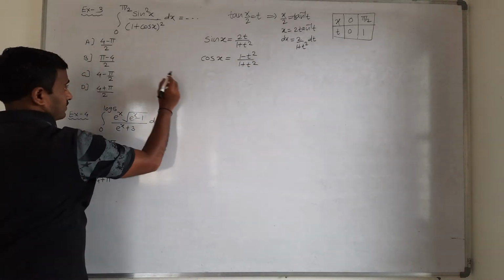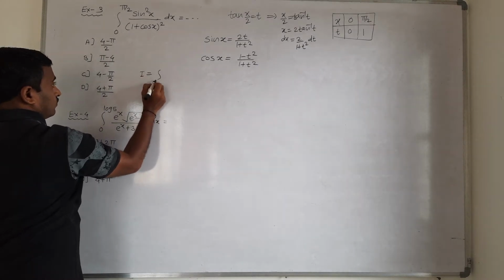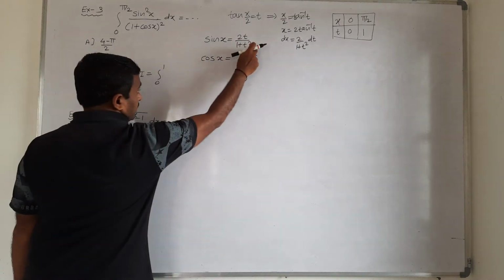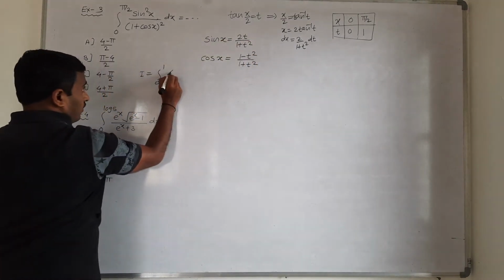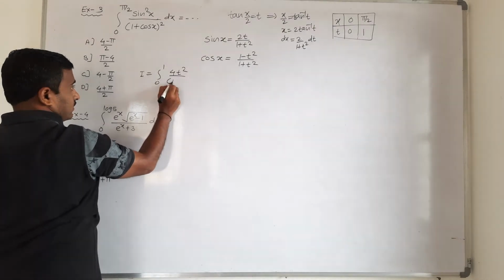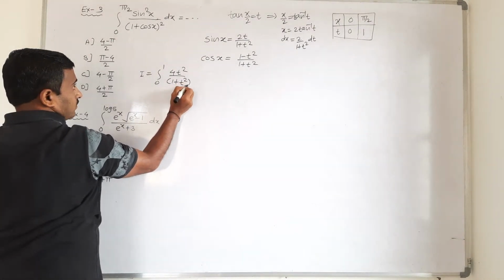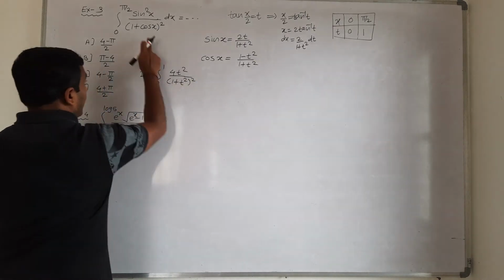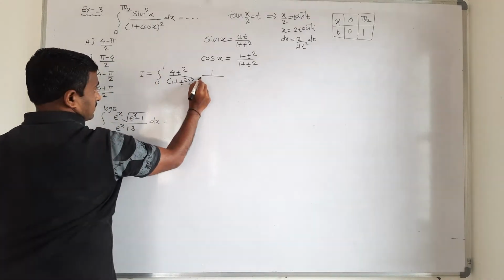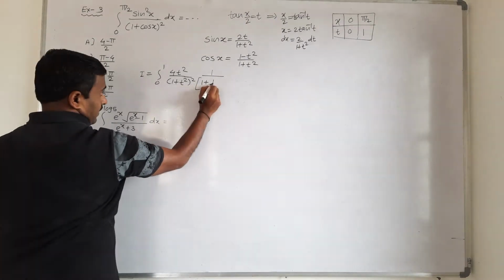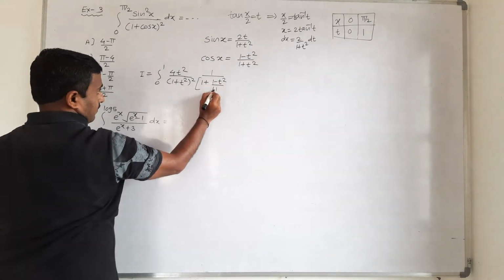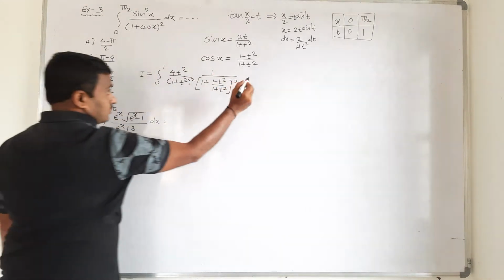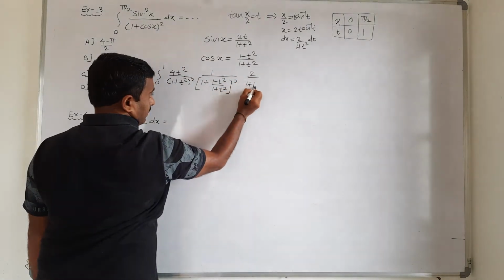Conversion. Now I write this as the integral from 0 to 1 of sin square x, the square of this, 4t square upon (1 plus t square) whole square, upon 1 plus cos x, that is 1 plus (1 minus t square upon 1 plus t square), whole square, into dx. And dx is 2 upon 1 plus t square dt.